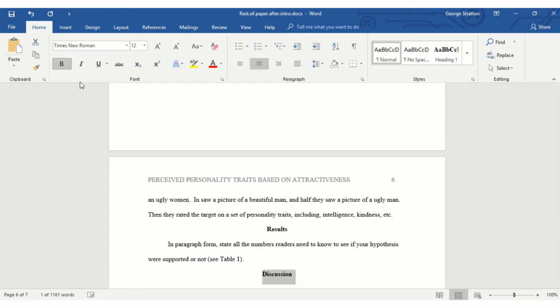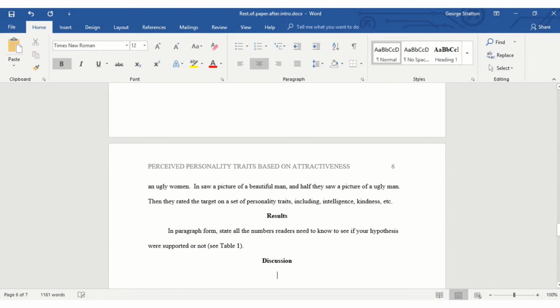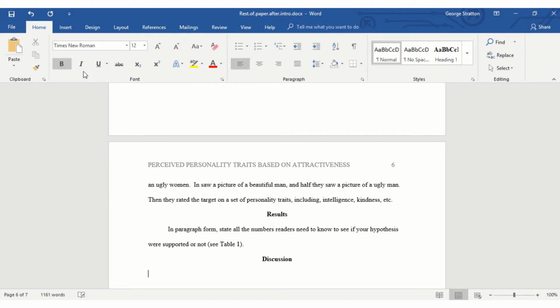So discussion, that word's going to be bolded and it's going to be centered. And then you're going to, in the first section, restate your hypotheses and whether or not they were supported, and then why or why not they were supported. So restate your hypotheses one by one. State whether or not it was supported. And why or why not.